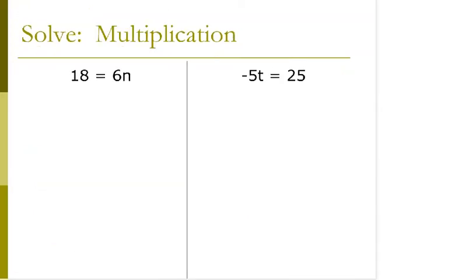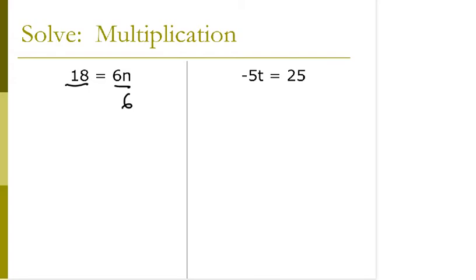So here's another example. The operation here, what do you think it is? Two numbers next to each other, that's going to be multiplication. So the inverse of multiplication is division. So we're going to divide both sides of our equal sign by the same value that we were multiplying by. So the inverse of multiplying by 6 is to divide by 6.